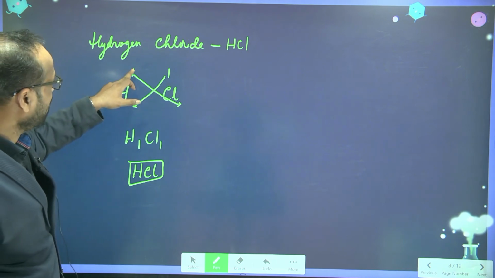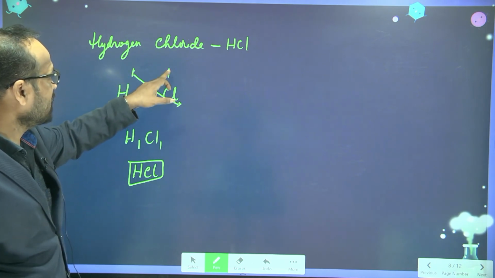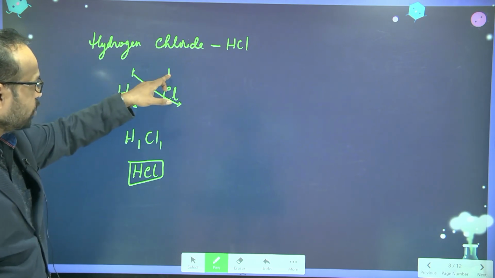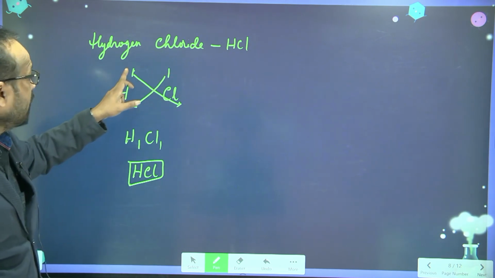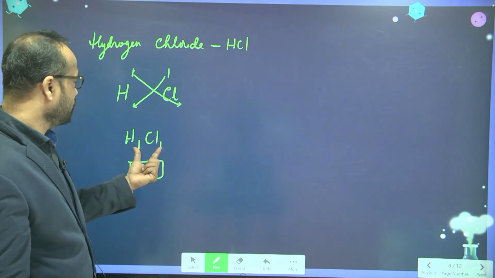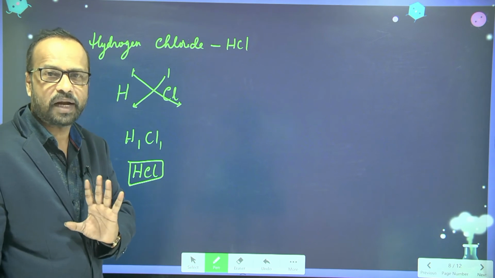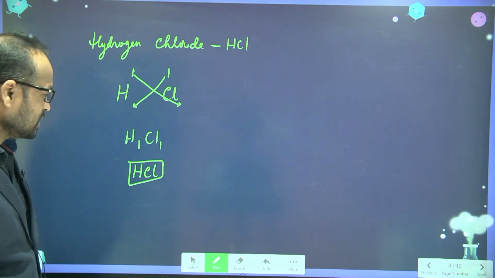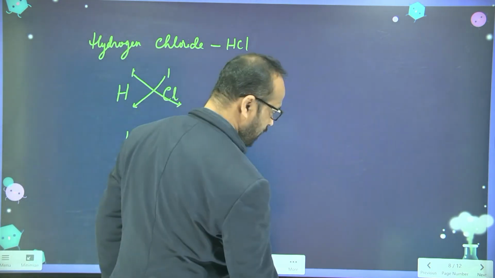And valency of hydrogen is 1, valency of chlorine is 1. So crisscross them, means the chlorine valence you bring to the hydrogen and hydrogen valence you bring to the chlorine, and you see here if it is 1 is there, you need not write 1. So the formula becomes HCl. Is this clear, students? So that is the formula.